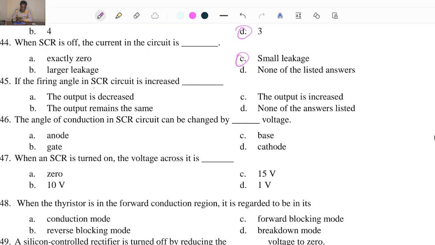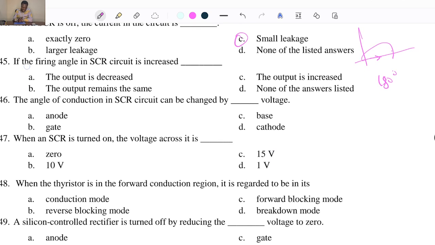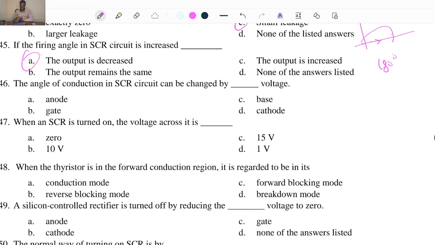If the firing angle in a silicon control rectifier circuit is increased. Here, what do you mean? The firing angle here is a triggering angle. We know that the maximum conduction for a silicon control rectifier is 180 degrees, right? So if you are increasing that firing angle, the triggering angle, you can see that you are reducing the conduction. So the output then tends to decrease.